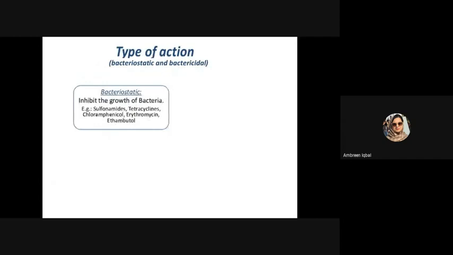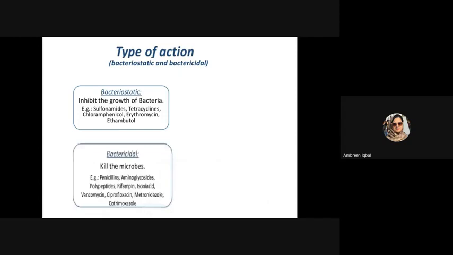The next is type of action. There are two types of action that a drug can perform: bacteriostatic or bactericidal. Bacteriostatic means the drugs that inhibit just the growth, copying, replication, reproduction of the bacteria. The next is cidal, that kills the microbes, that are going to finally degrade or kill those microbes. Bacteriostatic means static, suppress, inhibit the growth of bacteria. Cidal kills the microbes.